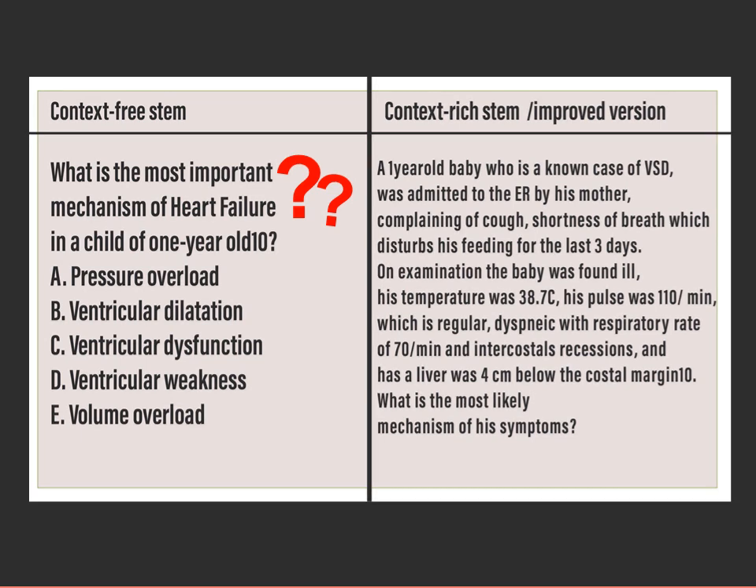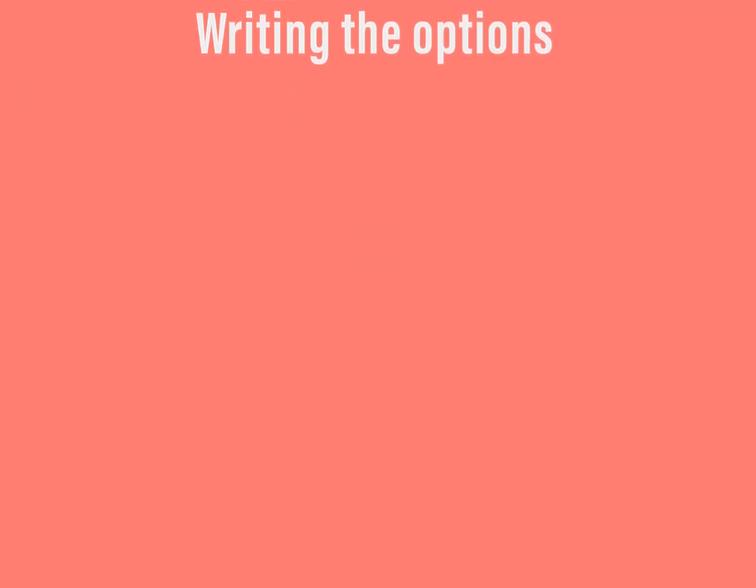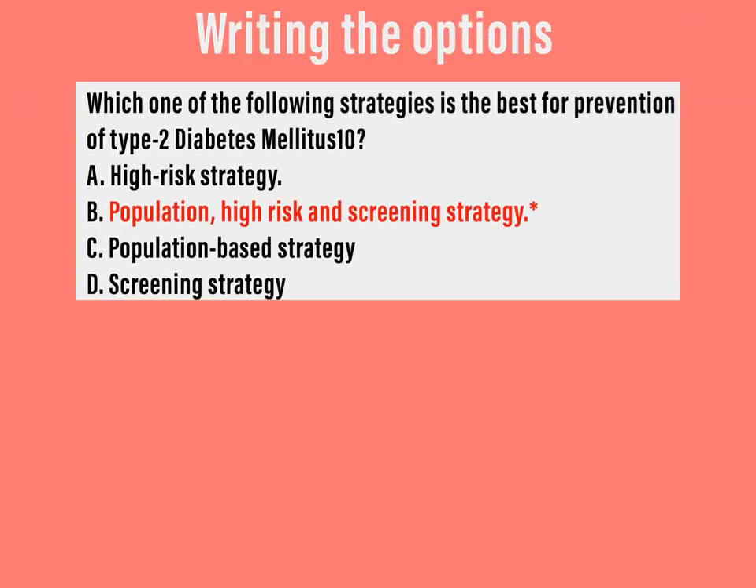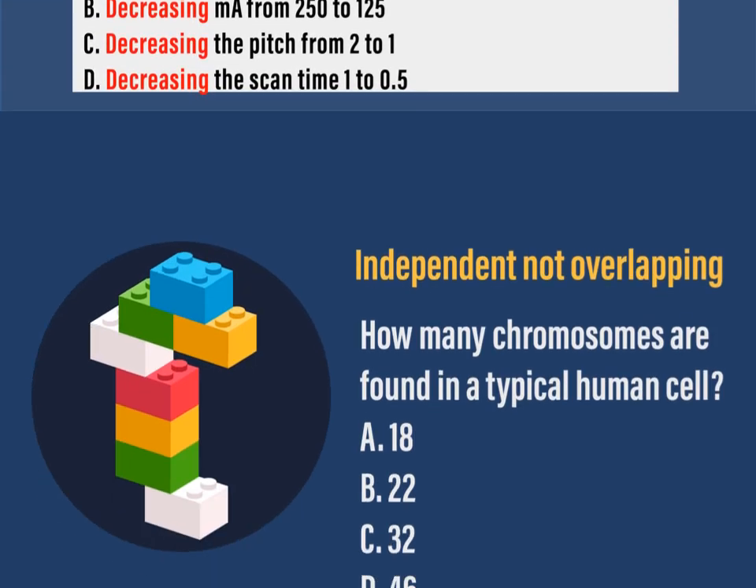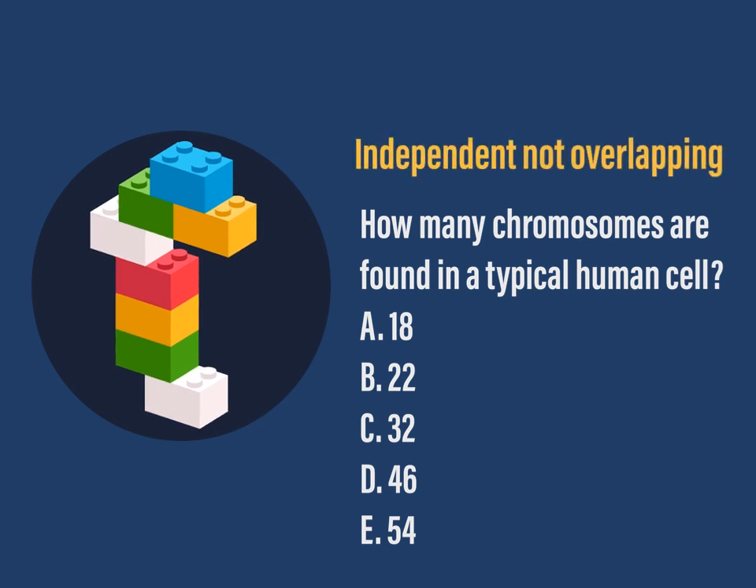When writing the options, 3 to 4 options are effective, not more than 5. Options need to be homogeneous in content and of similar, consistent length, and repetition should be avoided. Options should be independent, not overlapping. Consider the following question. While D is the correct answer, it overlaps with A, B, and C, as the cell that has 46 chromosomes has 18, 22, and 32.